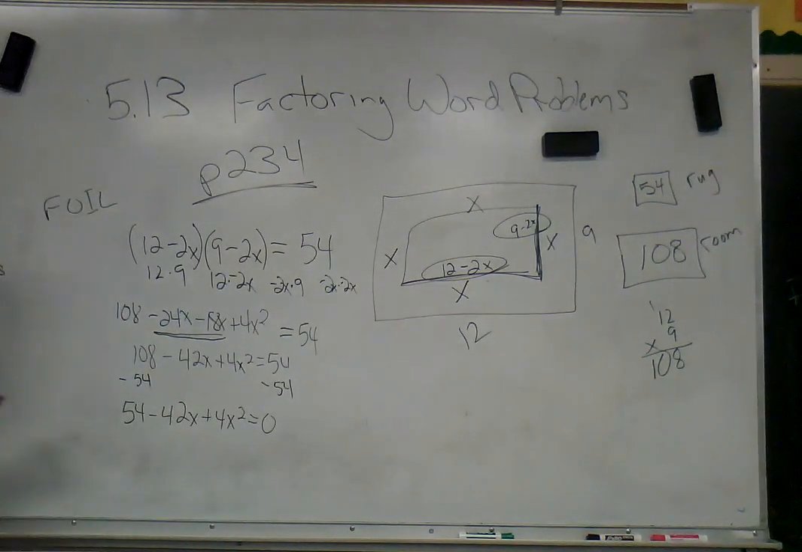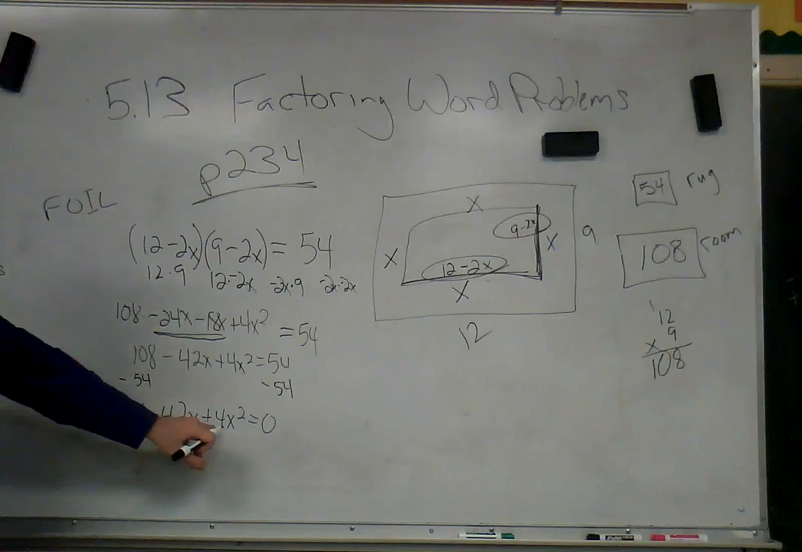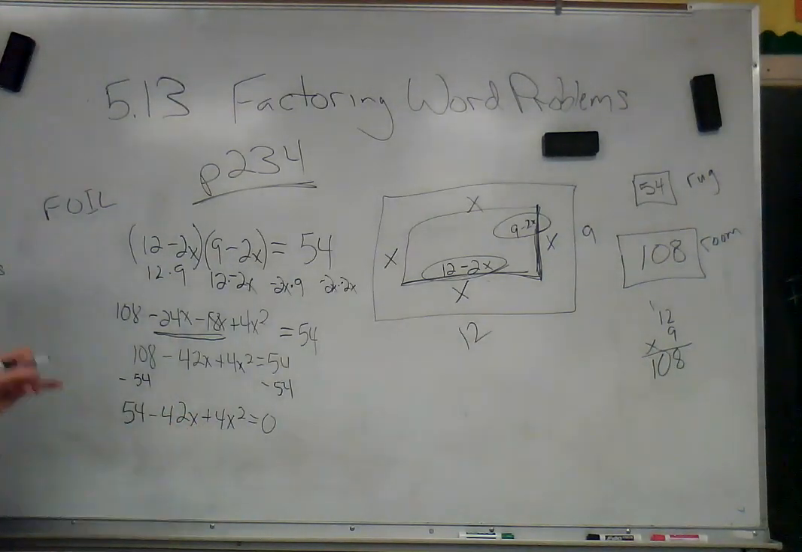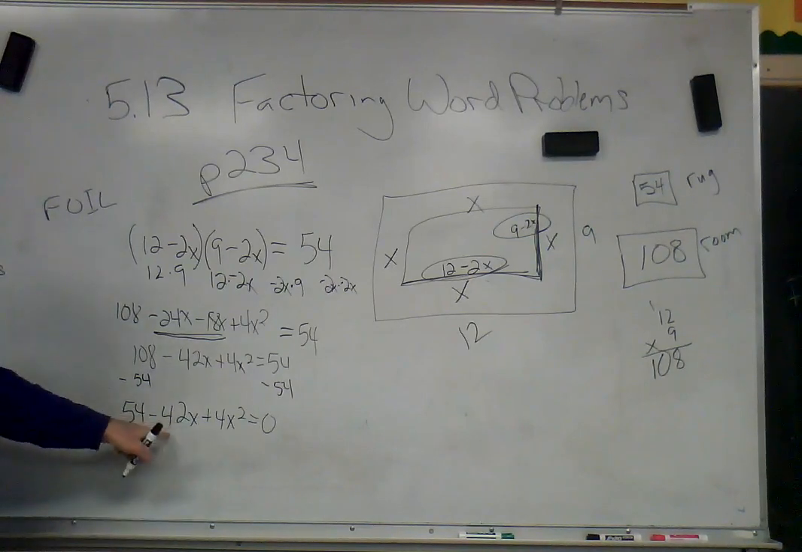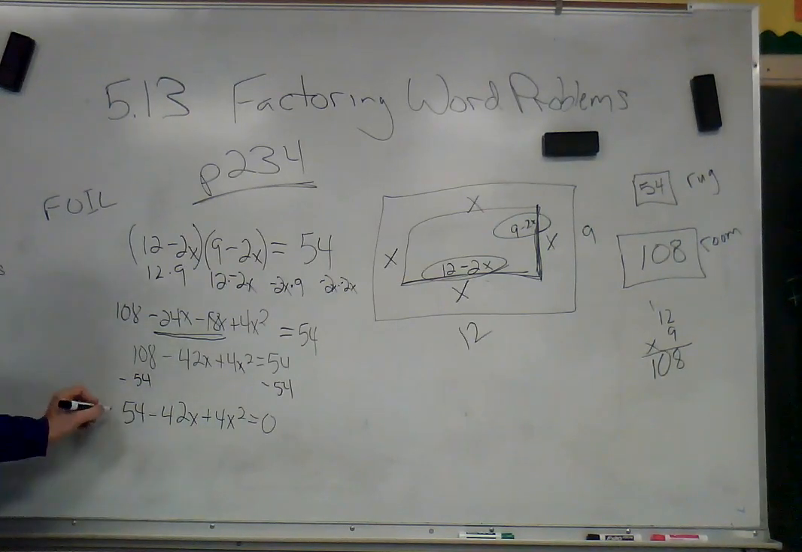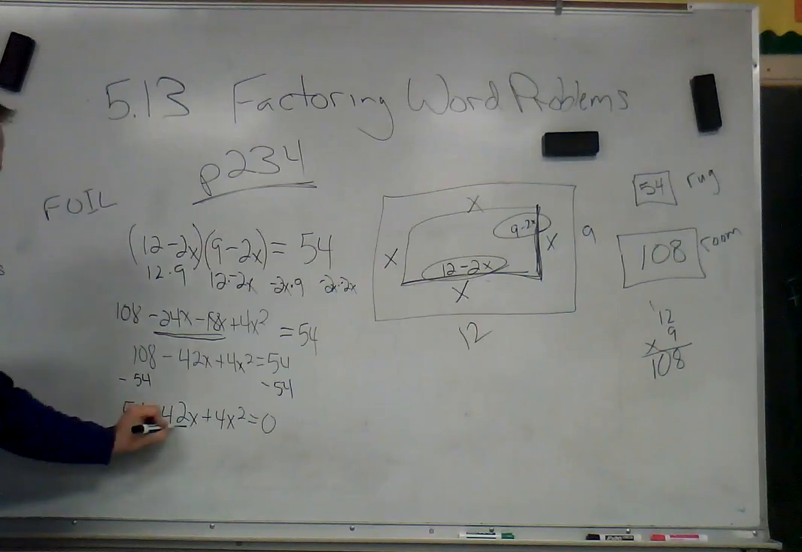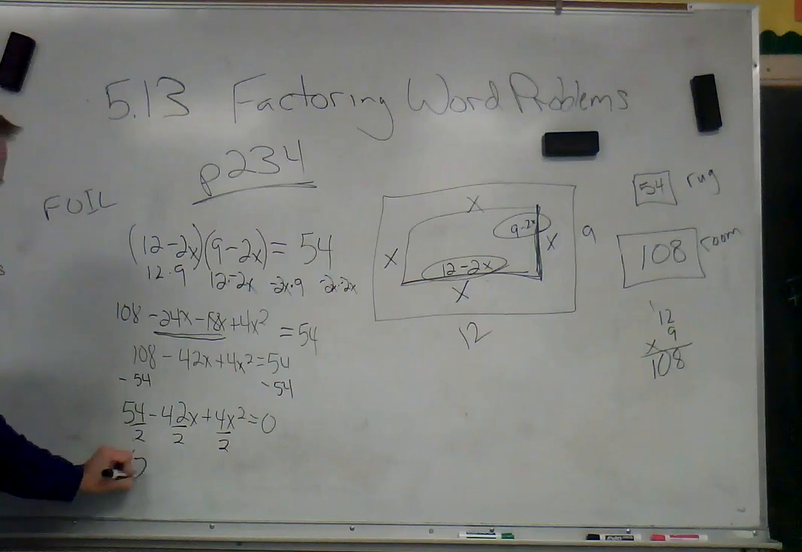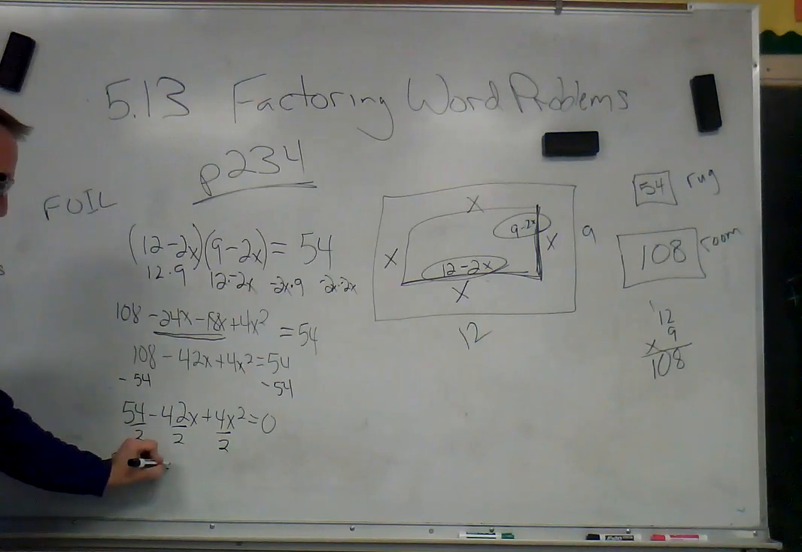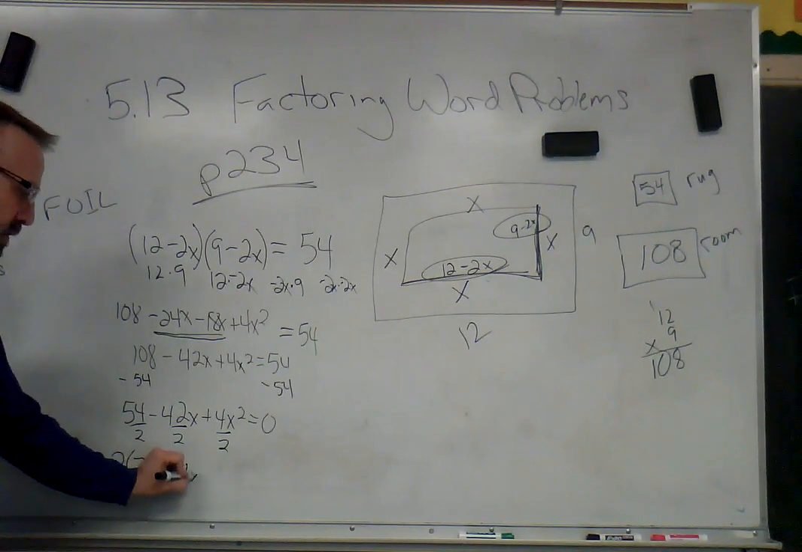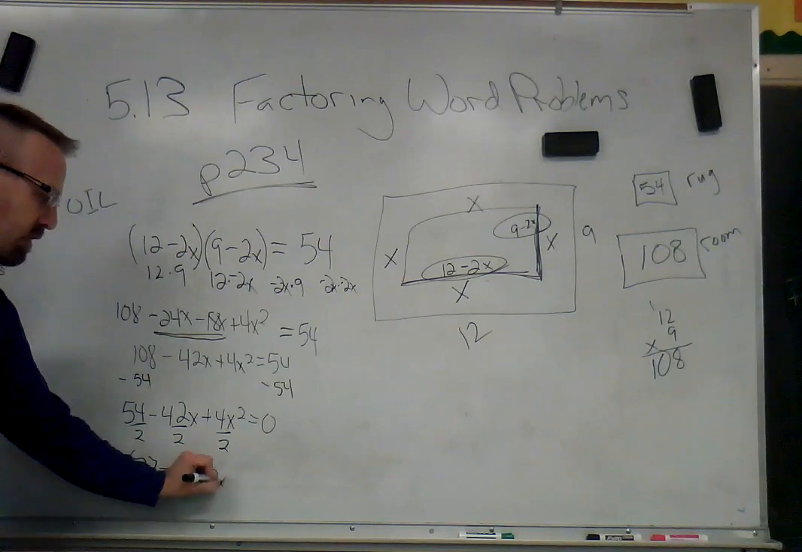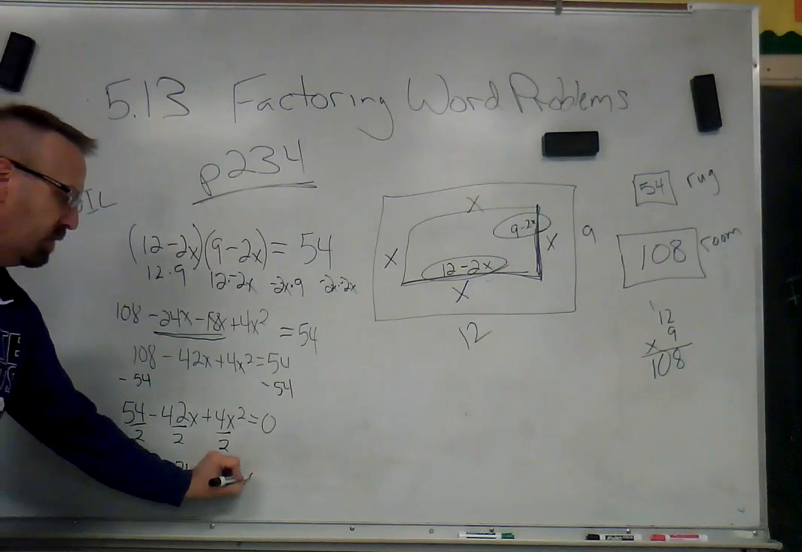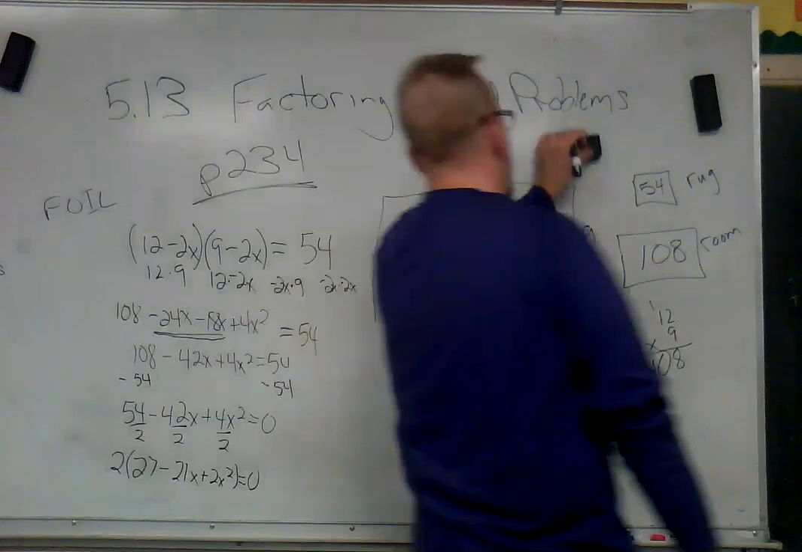Okay. We can make it a little bit simpler. Is there anything common in all of these? 2. 4 does not go in that because that would be 40. 4 is my first thought as well, but let's take out 2. So we get 27 minus 21x plus 2x squared. It's going to make it easier to factor. It still equals 0. So I'm going to come over and erase this picture.